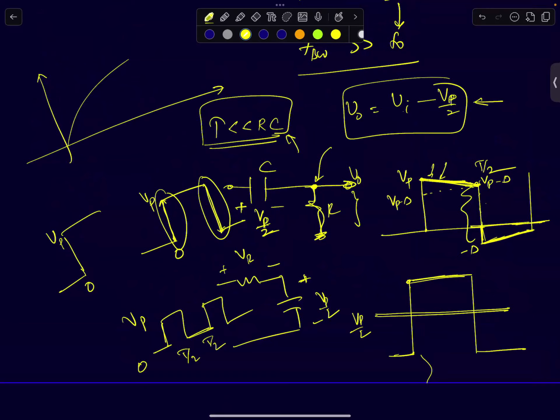What operation is this? What am I doing here? What kind of an operation is this? V naught equals Vi minus Vp by 2. What am I doing here to the input signal? Does it remind you of any operation? Input signal minus its DC value.